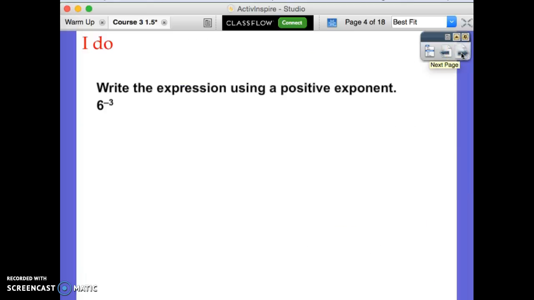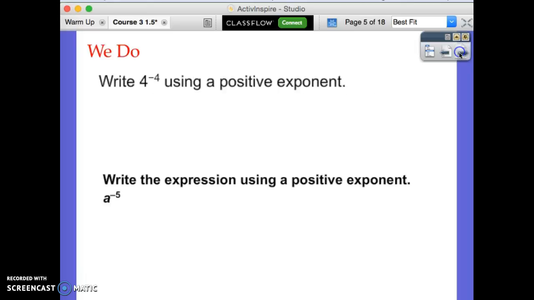If you'd like to follow along, I'm on page 44, example 1. So the reciprocal of 6 is 1/6, and then I have a negative 3, so that just becomes a positive 3. So 1/6 to the third. This one's not in your textbook. Same thing, the reciprocal of 4 is 1/4, and now my exponent is positive.